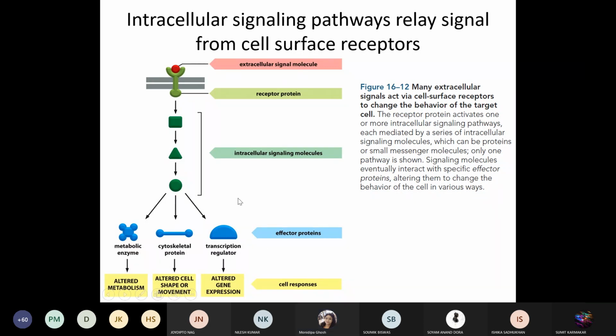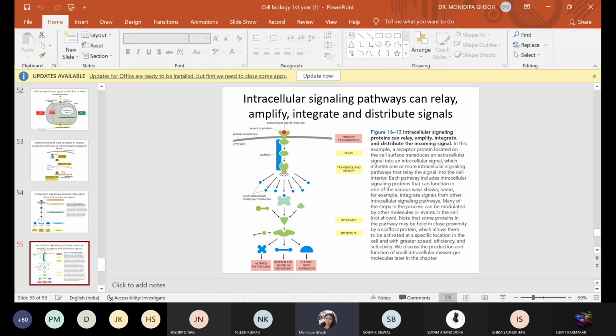The effector proteins are another class of protein. What do the transcription regulators do? They change the transcription procedure; they modulate it. So the transcription regulator effector proteins alter gene expression, and likewise the cell responses. All these alterations help the target cell respond in a manner different from its original function and structure.